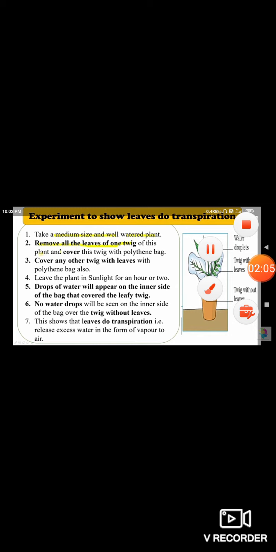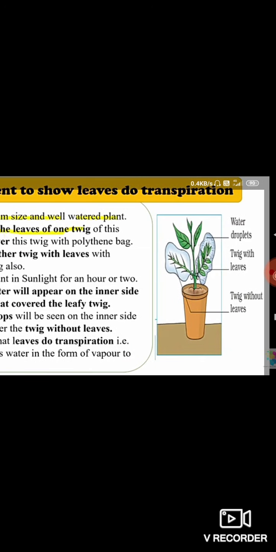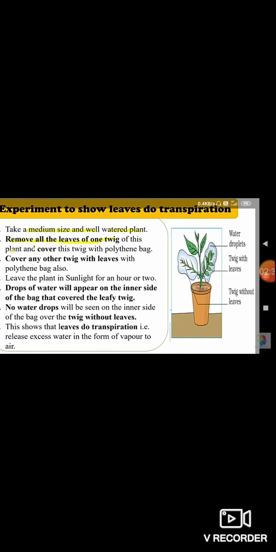This shows that the leaves do transpiration. Leaves release excess water in the form of water vapor to the air. Here we removed the leaves, so there was no transpiration, and we didn't notice any water droplets over here, right? And in this part the leaves performed transpiration, so we can see these small water droplets over here. So this is proof that the leaves perform transpiration. Alright.